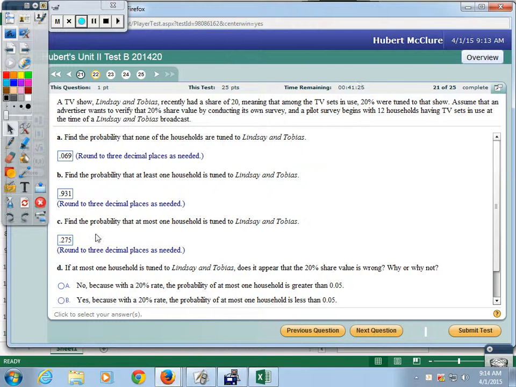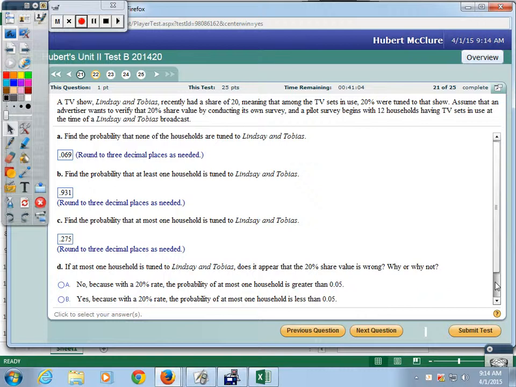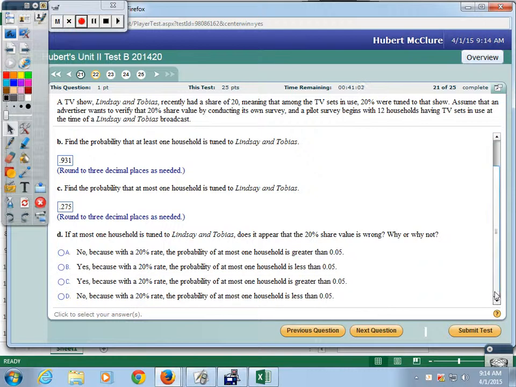So that's 28%. Find the probability that at most one household is. So we got 28%. What did they say? 20%. We exceed the 20%. Whatever that means, I have no idea if we're supposed to exceed or be under, because I don't know what it means.